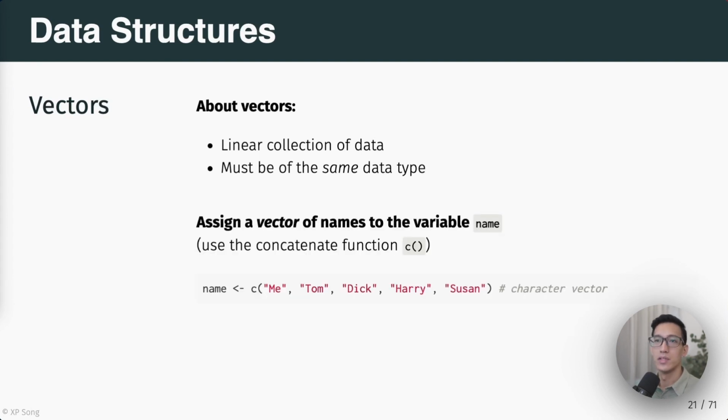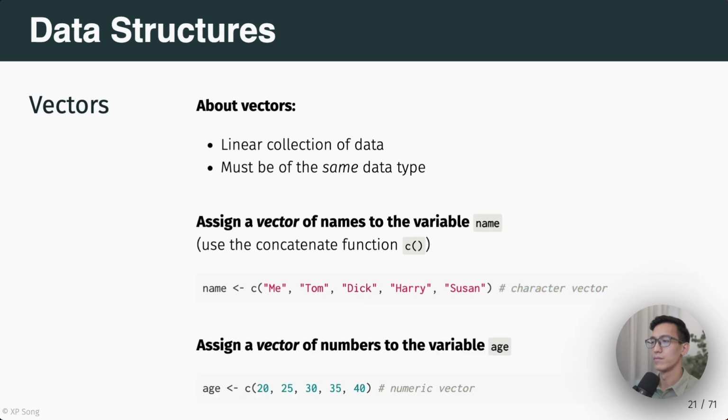For example, we can have a vector of names assigned to the variable name. Here, all elements within this vector are character strings. To put this vector together, we use the concatenate function. Note that the hash here is a comment on this particular line of code. Next, we can also assign a vector of numbers to the variable age. Here, we concatenate different numeric elements into a numeric vector.